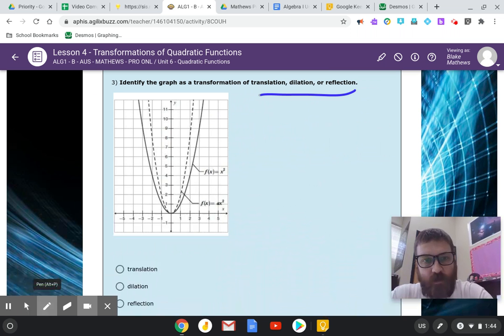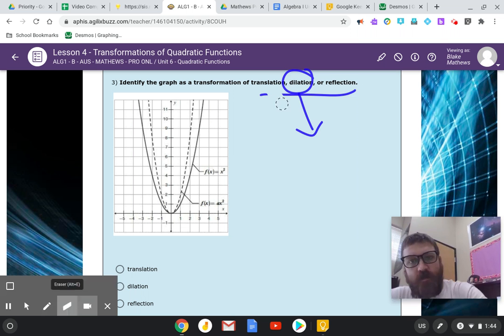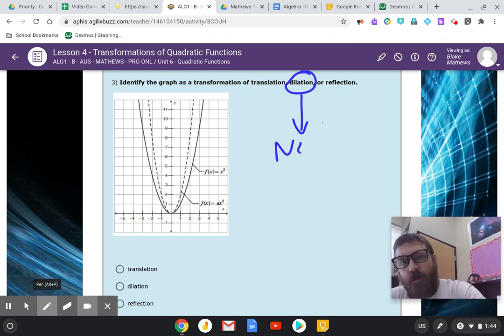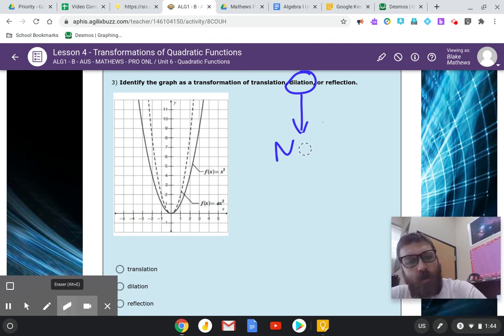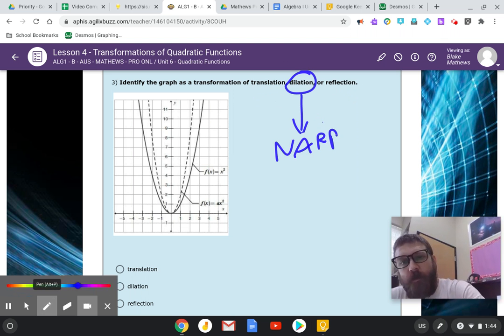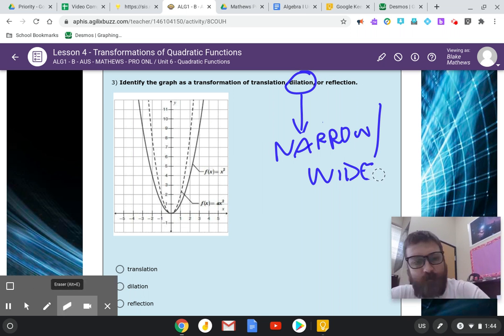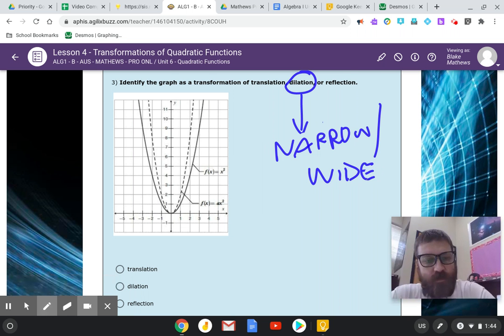So looking at the solid line to the dotted line, what happened? Was this a translation, a dilation, or a reflection? Oh, sorry, a dilation is going to be, let me erase this over here. I should have said that. My apology. A dilation refers to a narrowing or widening. So anytime you have that, that's what a dilation is. So that's what you're going to look at there.